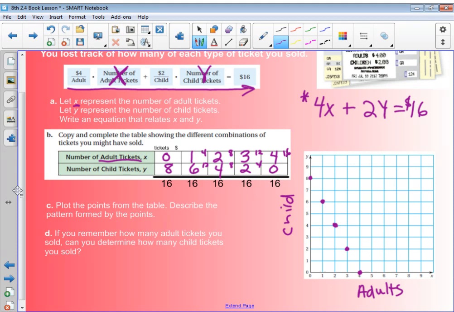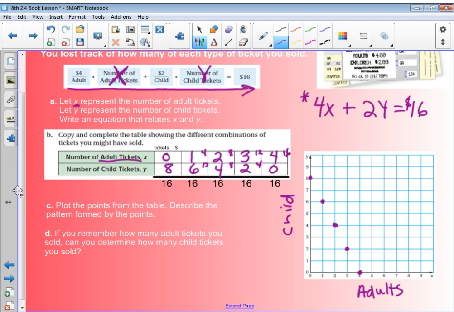So it says, describe the pattern formed by the points. So there's a couple different ways that you could describe this. Well, you could say the more child tickets you buy, the less adult tickets you can buy, or vice versa. The more adult tickets you can buy, the less child tickets you can buy. And we do notice by looking at this that it is a decrease as we go from left to right. So it is a negative slope.